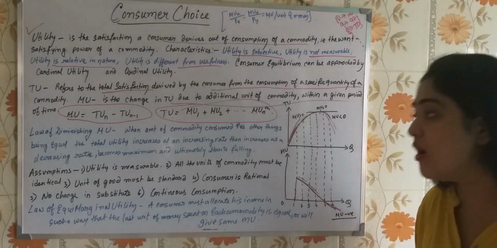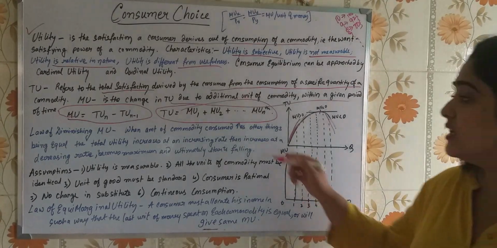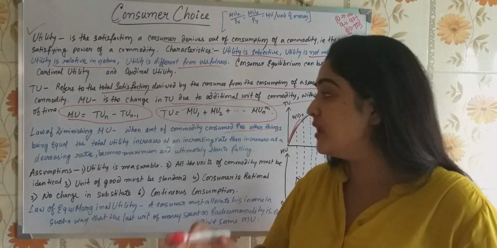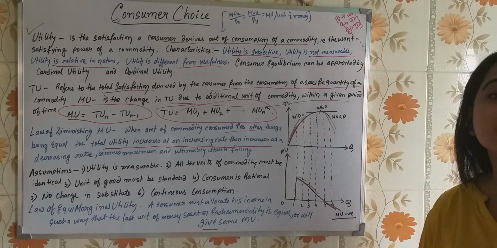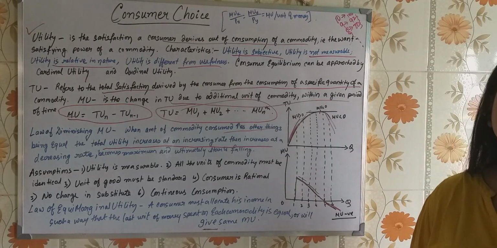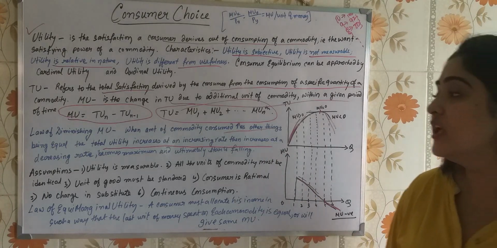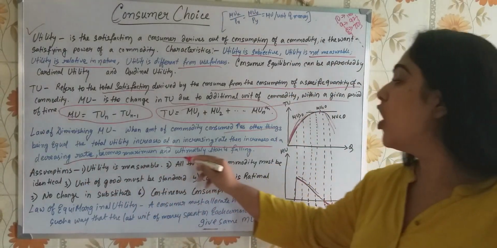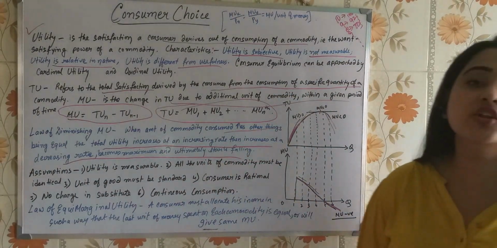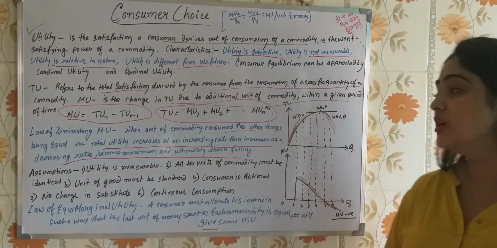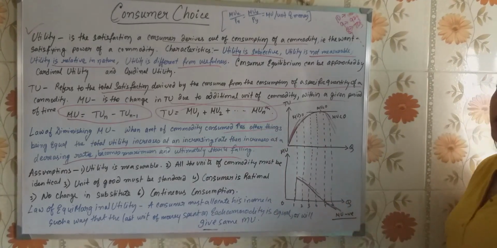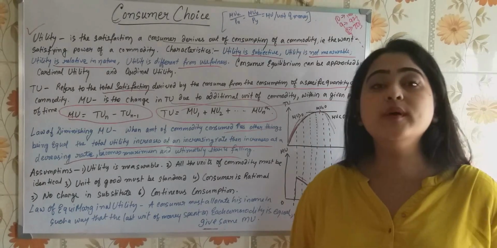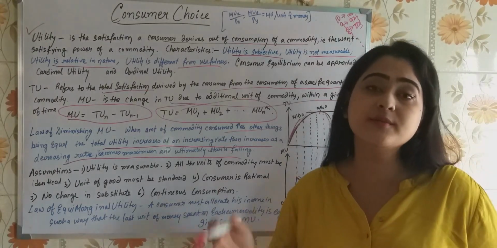When the amount of commodity consumed increases, other things remaining constant, the total utility increases at an increasing rate, then increases at a decreasing rate, becomes maximum, and then starts falling. This is the law of diminishing marginal utility, that when the total utility starts falling, the marginal utility becomes negative. Got it? So you will just have to say other things remaining constant.